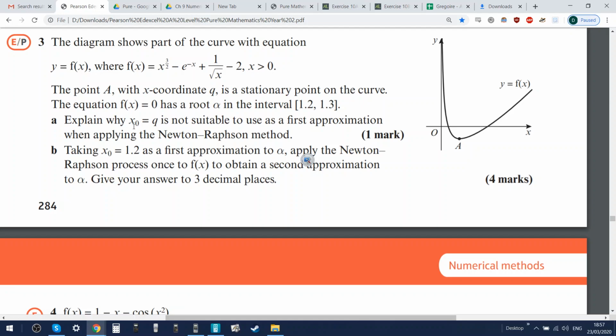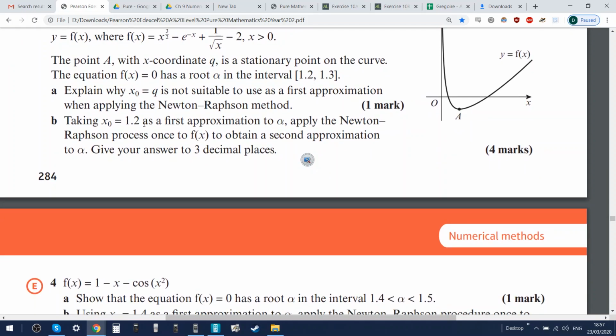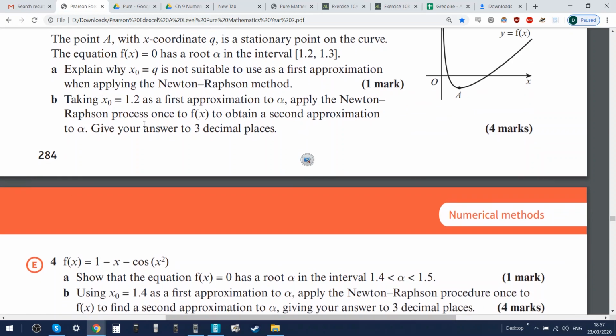Explain why. So part A. What is part A for this one? Explain why x0 equals q is not suitable to use. Where is x0 equals q? Oh, it's a stationary point. So it's when the derivative of the function is 0, so you can't use it. Why not? Because 1 over 0 is undefined. Yeah, you can't divide by 0.